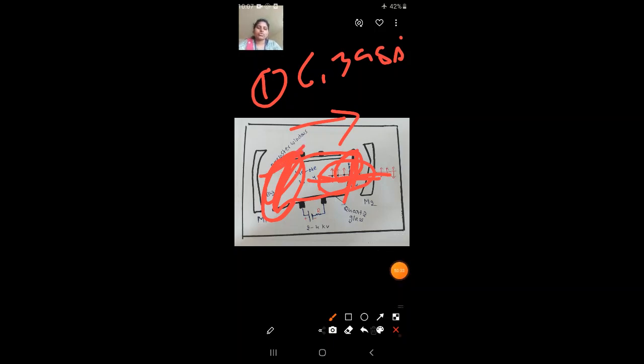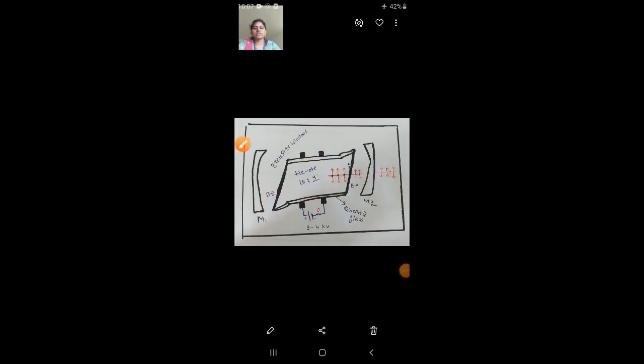So finally this is the helium-neon laser. Okay, what does it mean?